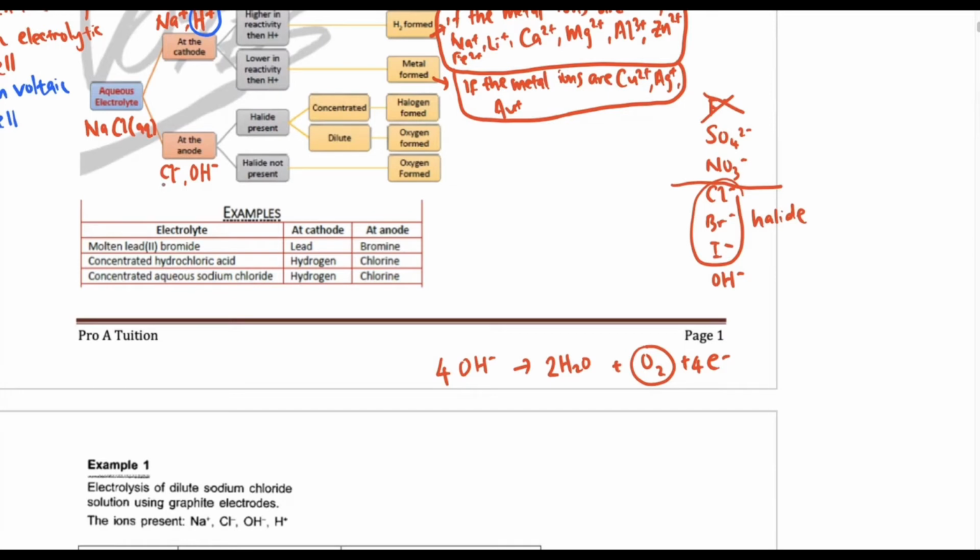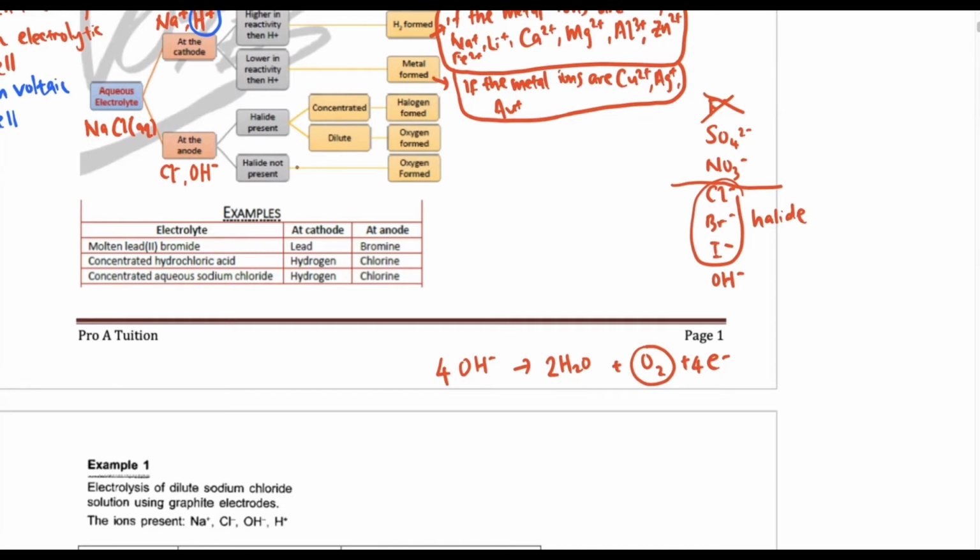Now let's say, for example, you have chloride and hydroxide. So if chloride and hydroxide are there, it depends on whether the NaCl is dilute NaCl or concentrated NaCl. If it is dilute, then you use this way, so oxygen is formed. But if the NaCl is concentrated NaCl aqueous solution, then chlorine is formed. So it depends on whether it's concentrated or dilute.